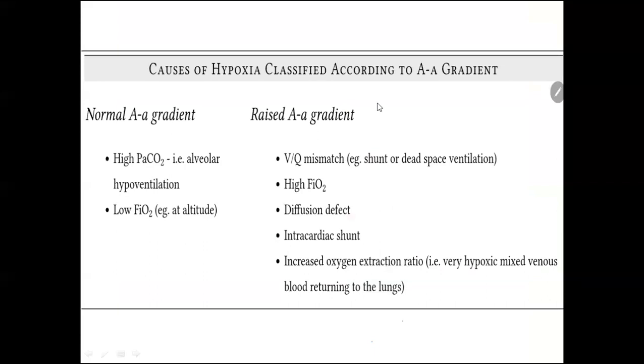And based on the AA gradient, you can classify them. There are 2 conditions which can have a normal AA gradient. One is pump failure, where you're not able to suck in or push out the air, or you are having low FiO2 itself. Those are the main conditions where your AA gradient will be normal. In all the rest of the conditions, where you have VQ mismatch, diffusion defect, or shunting, your AA gradient will be raised.